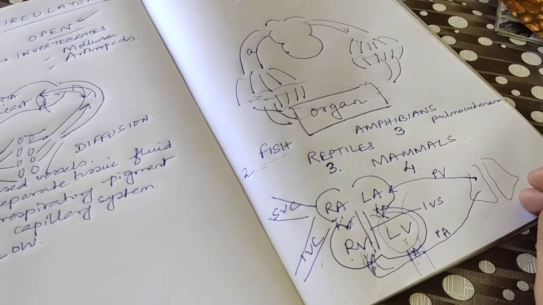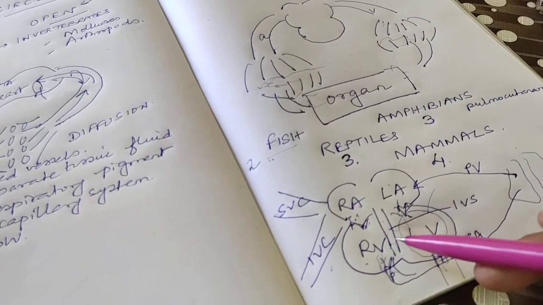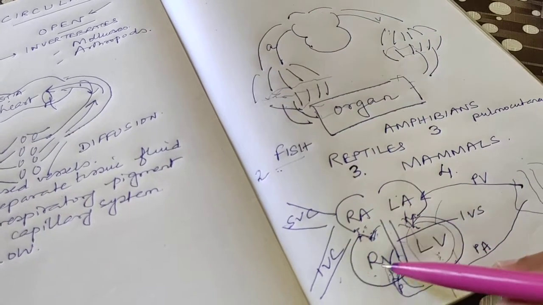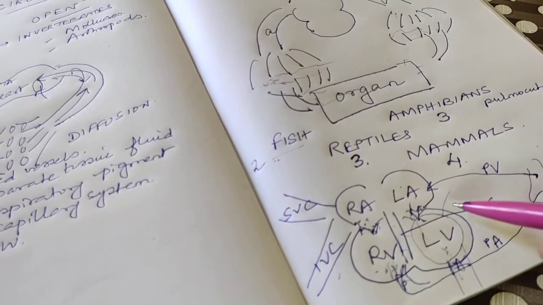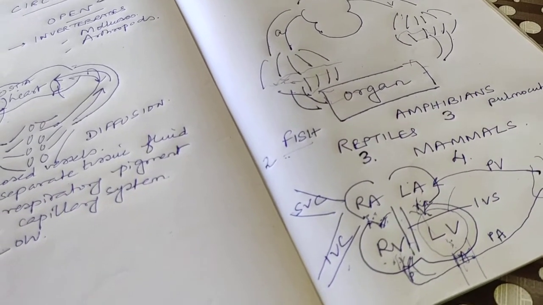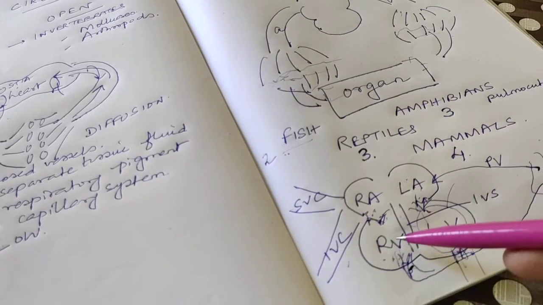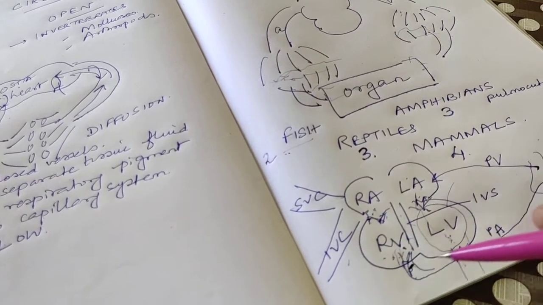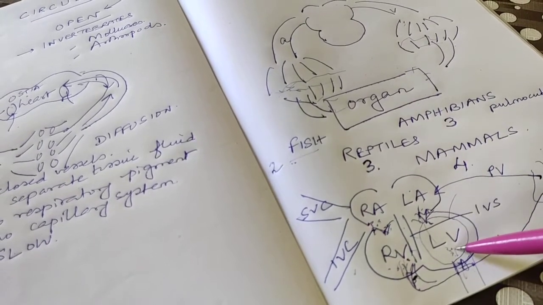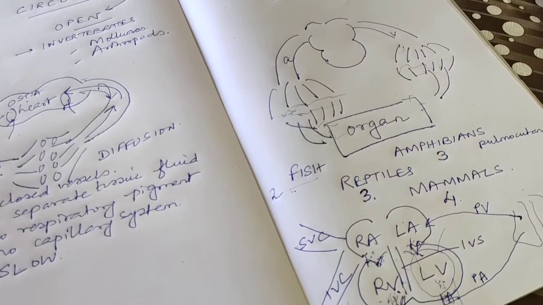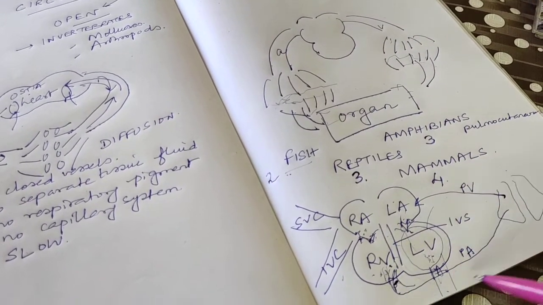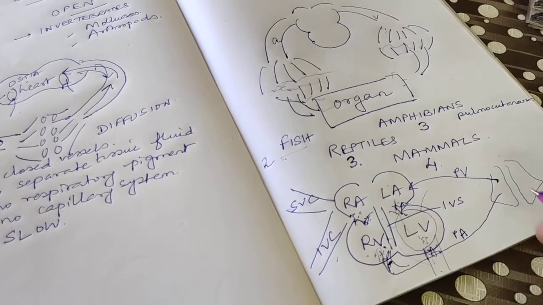So the four valves of importance are the tricuspid valve between the right atrium and the right ventricle, the mitral valve between the left atrium and the left ventricle, the pulmonary valve between the right ventricle and the pulmonary artery, and the aortic valve between the left ventricle and the aorta. So this is actually a series circulation that occurs in the adult.